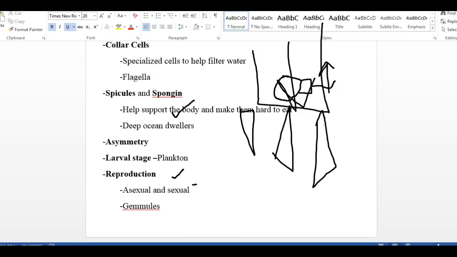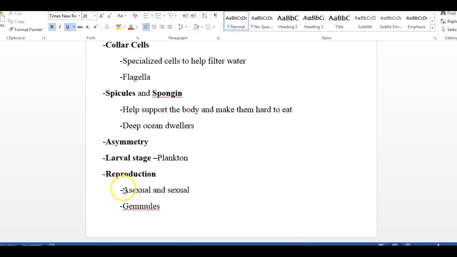And then if we look at reproduction, there's two possibilities here. Because these guys are so simple, they can reproduce asexually, so they can break a piece off and form another sponge. Okay. What's kind of interesting, you could actually take a blender.